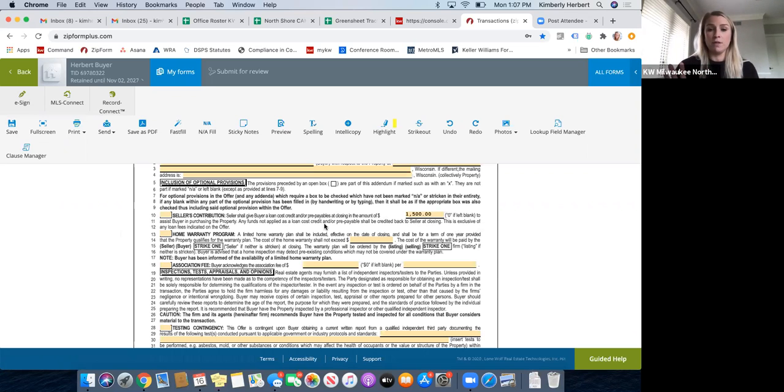So always something to be cautious of when you're drafting an offer, as well as when you're reviewing offers as a seller, as a listing agent, that if there is anything included in the values here, it's deemed to be included in the offer to purchase, even if there's not a checkbox. So just something to keep in mind.